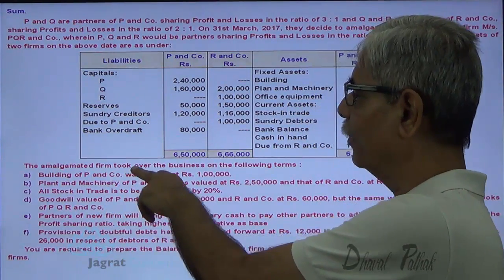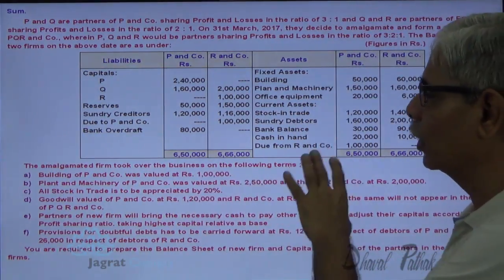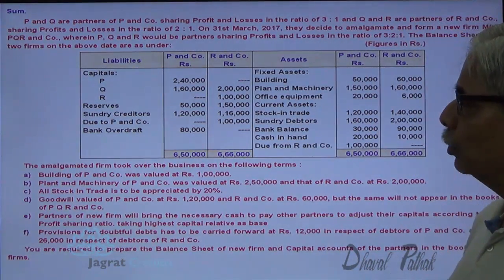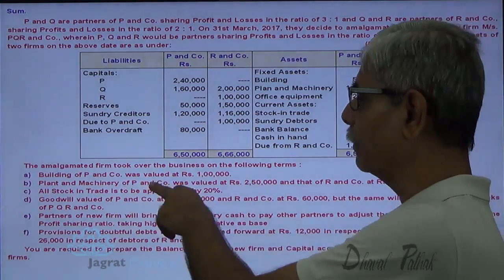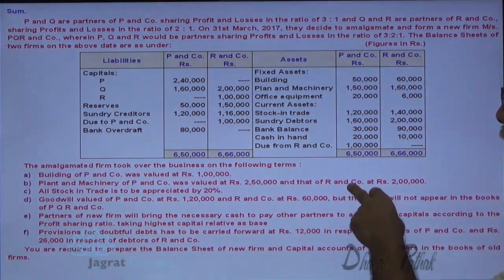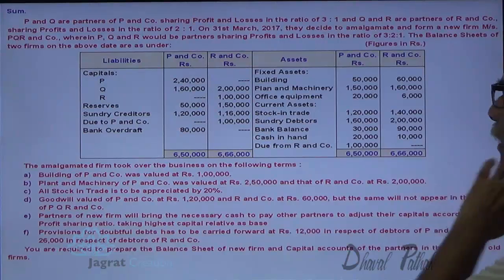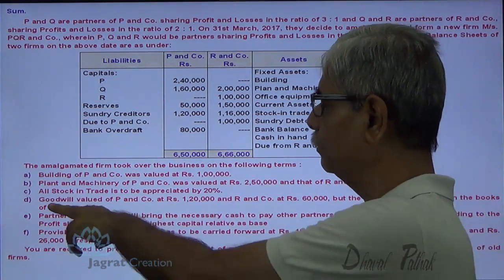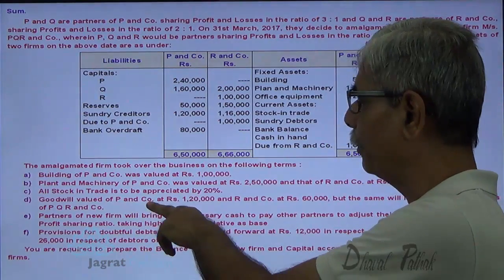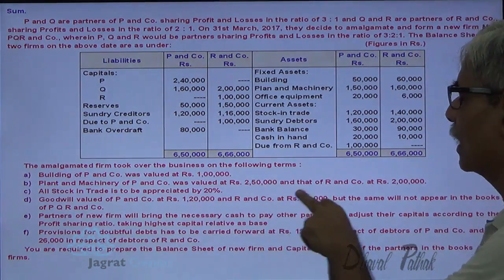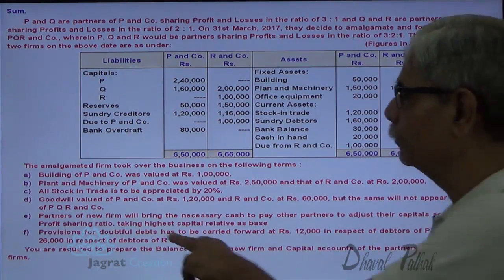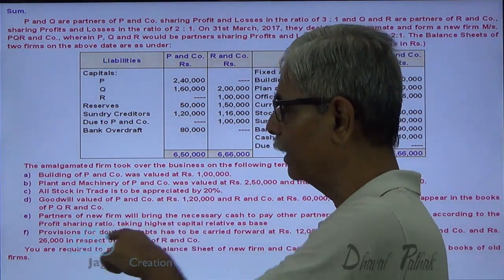The amalgamated firm took over the business on the following terms. Building of P and Q was valued at 1 lakh, plant and machinery of P and Q valued at 2,50,000, and R and Company for rupees 2 lakhs. All stocks in trade were appreciated by 20%. Goodwill of P and Company is valued at 1,20,000 and R and Company 60,000, but the same amount will not appear in the books of PQR and Company.